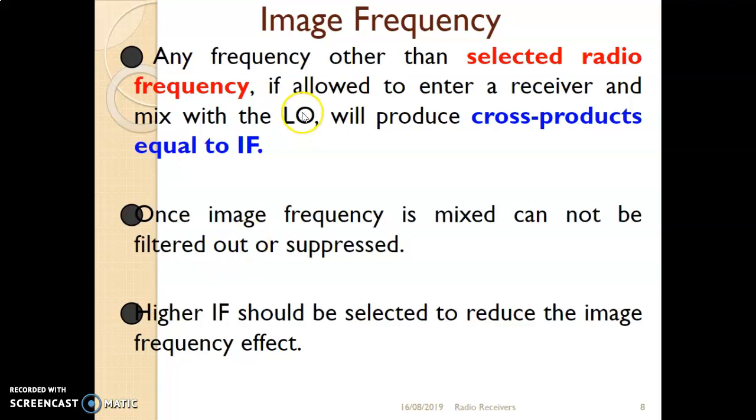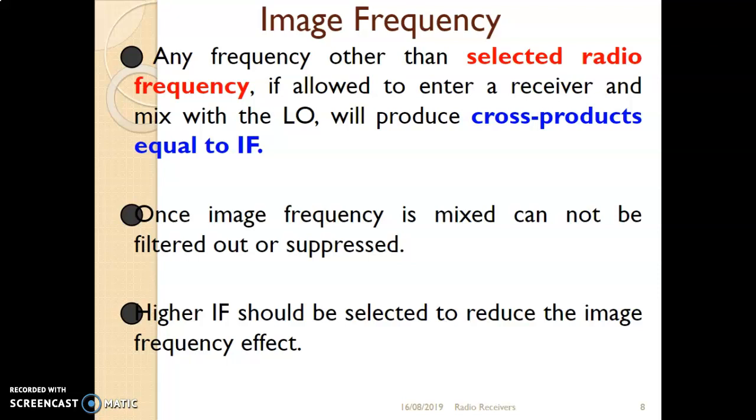Image means any frequency other than the selected radio frequency which, if allowed to enter the receiver, will produce cross products equal to IF. So image frequency means any frequency which is a replica of the selected radio frequency, and if that frequency passes to the mixer along with our local oscillator, it will also produce the same intermediate frequency as produced by our RF signal.